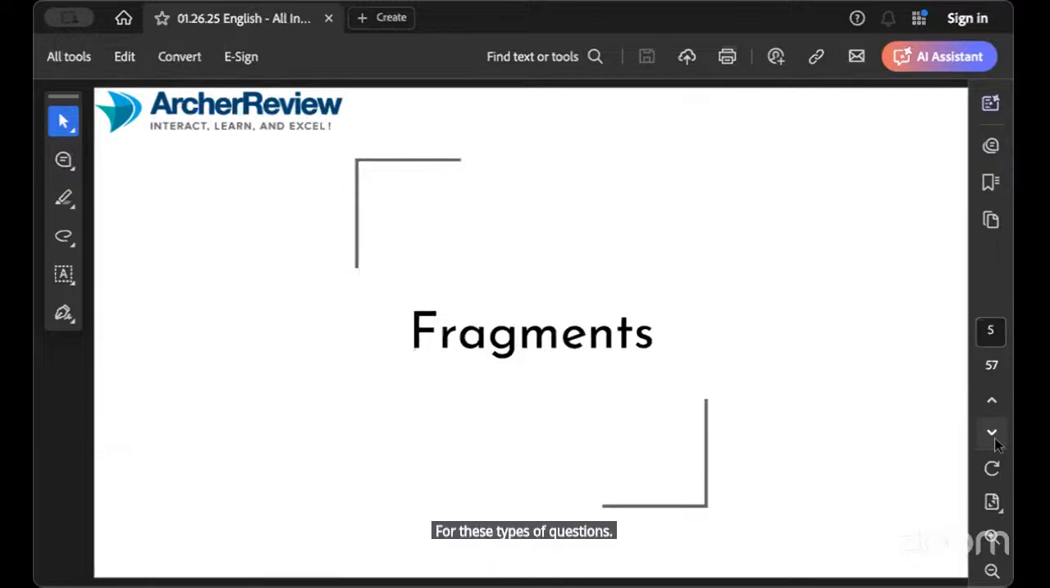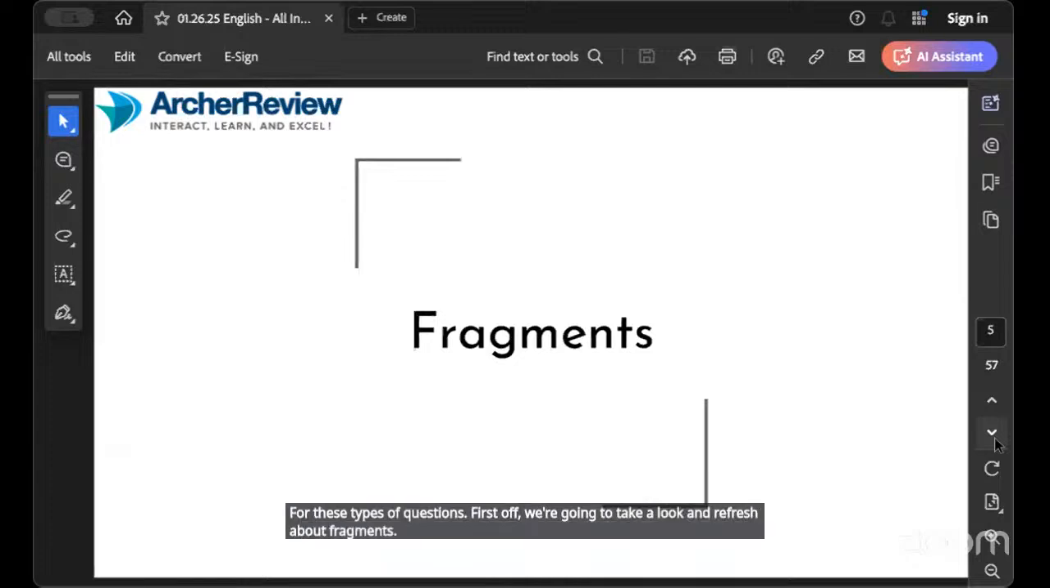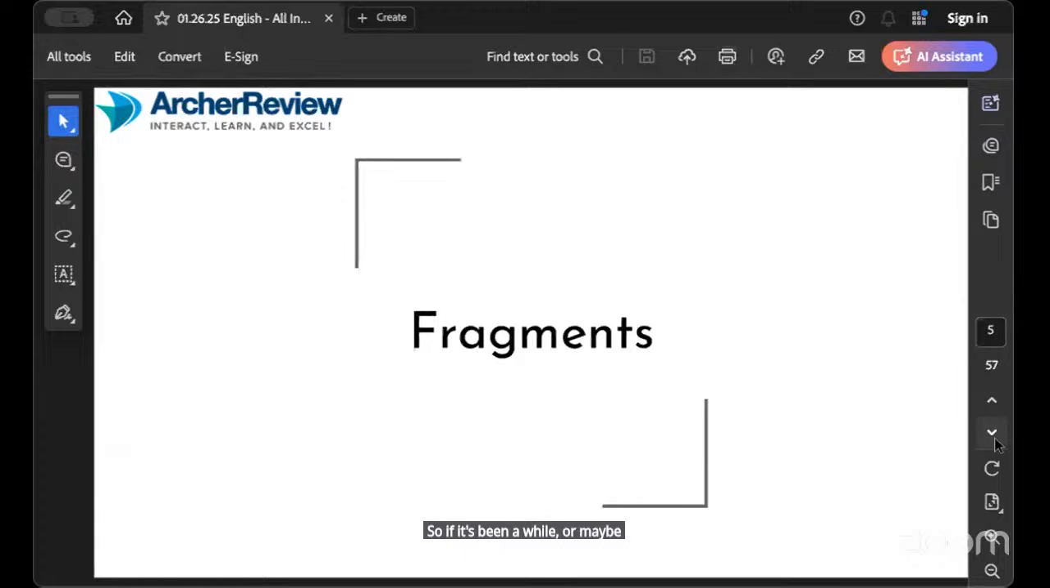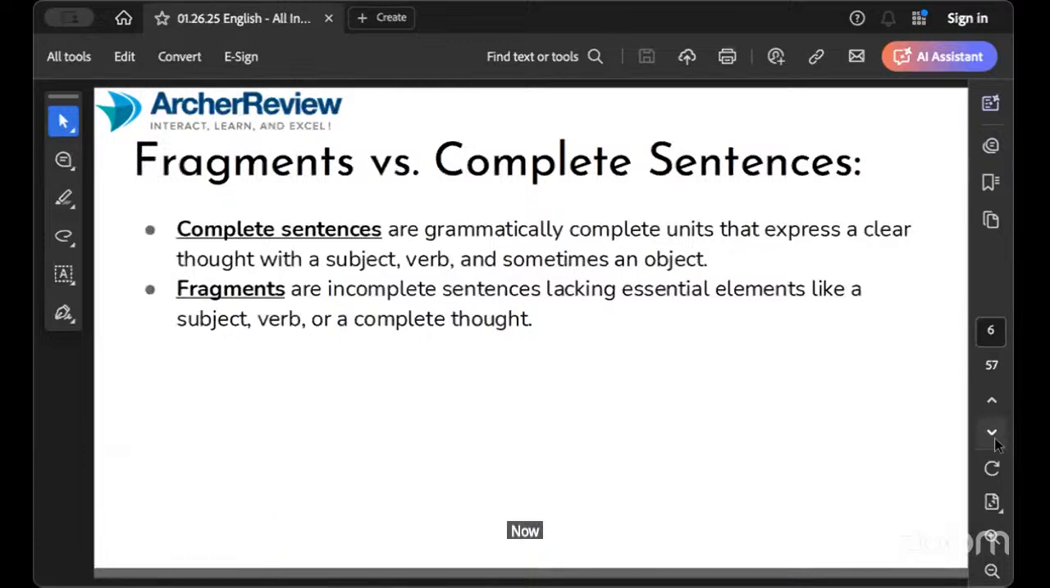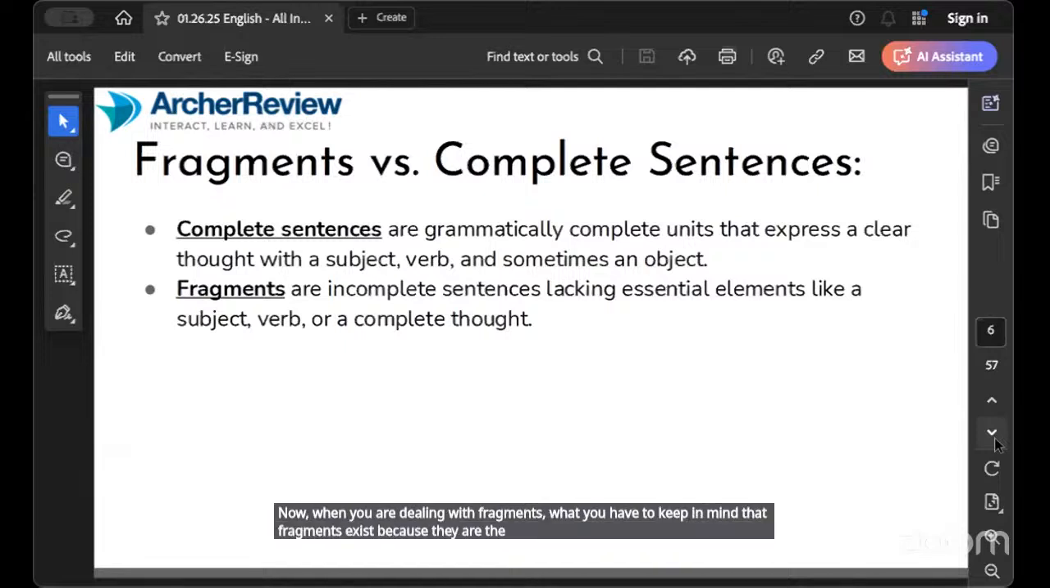First off, we're going to take a look and refresh about fragments. So if it's been a while, or maybe you just have never heard of fragments before, we're going to take a look at those now. Now, when you are dealing with fragments, keep in mind that fragments exist because they are the opposite of a complete sentence.